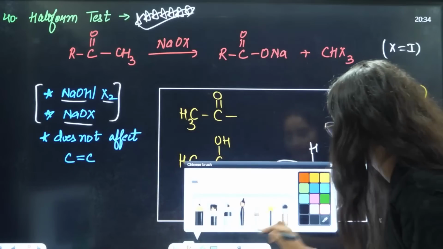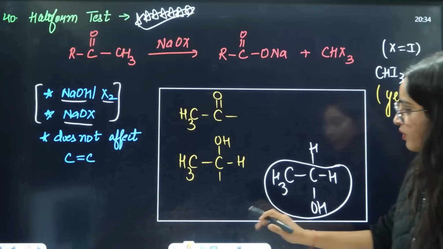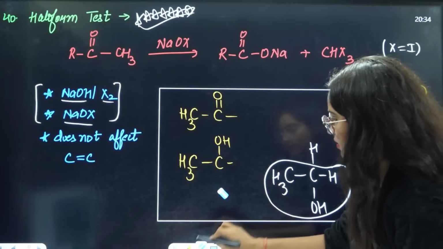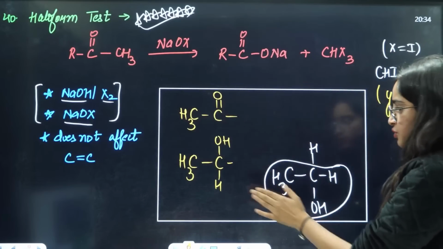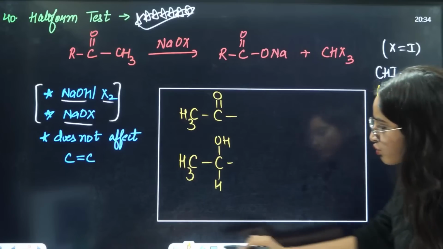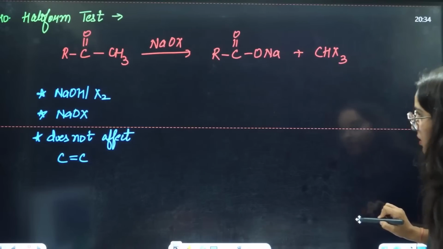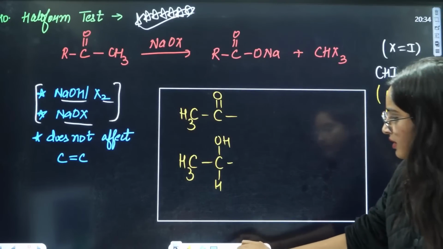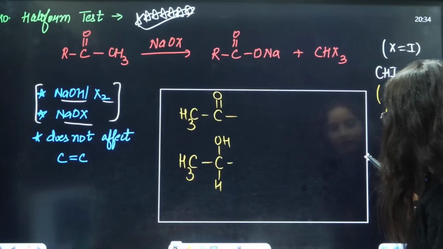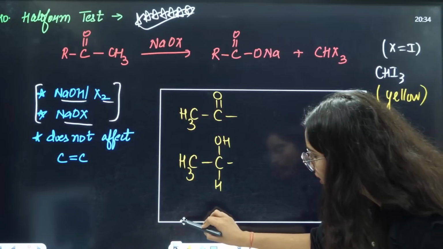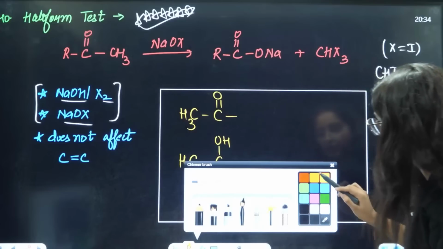Wait a minute. If I want to write it in a much better way, then I'll write it like this. If you identify this group or this group, you will see it is going to show the iodoform test. I just want to decrease the box here, but I am not able to. No issues.